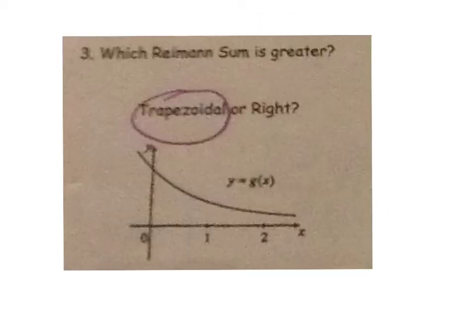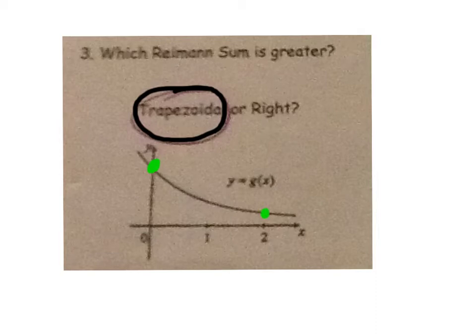Alright, for number 3 it says, which Riemann sum is greater? And you can see here I've circled trapezoidal because that is the answer. Let me just explain why. So for the trapezoid Riemann sum, what we would do is take the endpoints here, and really I could take any point, but I'm going to go ahead and go all the way to 2. But it really wouldn't even matter which one. And if I go ahead and draw a trapezoid, we can see that the trapezoidal sum is an overestimation.